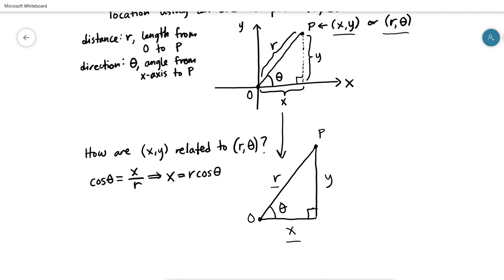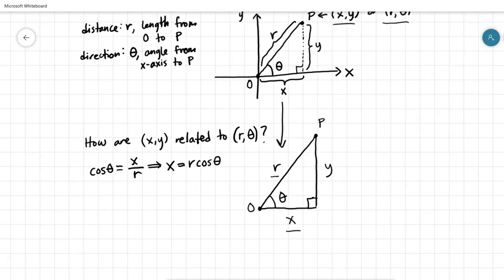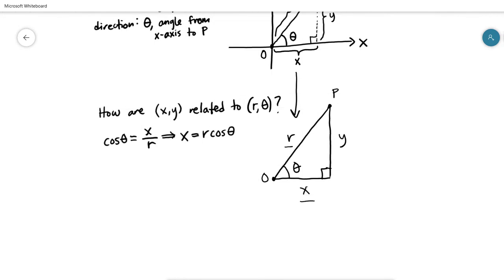Do the same thing with sine. Let me give myself a little more room here. We find that sine of theta is equal to y over r, which, solving for y, gives me that y is equal to r sine of theta. And so this is going to be a really, really useful relationship. I'll highlight both of these in just a minute and write them down.